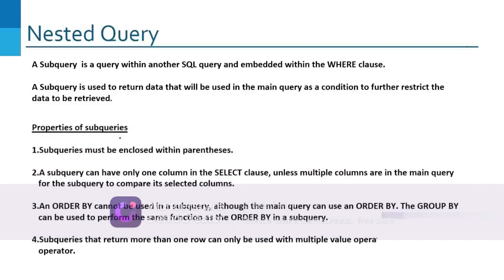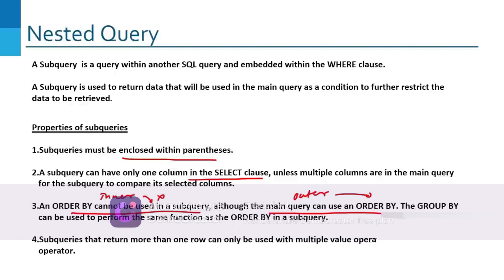There are some properties of subqueries. They should be enclosed within parentheses. A subquery can have only one column in the select clause, unless multiple columns are in the main query for the subquery to compare its selected columns. An ORDER BY cannot be used in a subquery. These are some of the pointers which I'm underlining, and these are very important when you talk about subqueries and nested queries. ORDER BY cannot be used in a subquery, although the main query can use an ORDER BY. So the outer query can have the ORDER BY, but the inner query cannot.